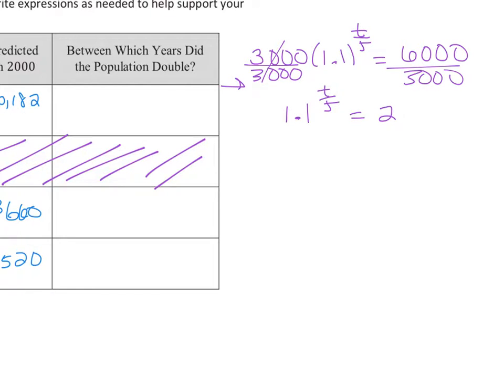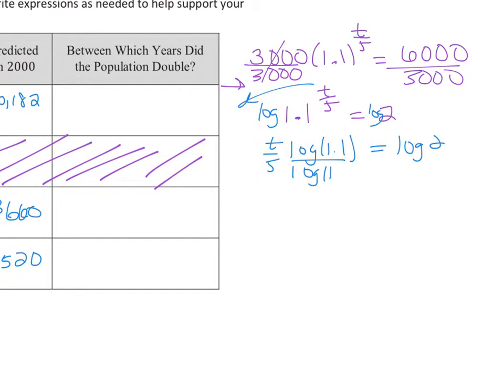Then what I'm going to do is take the log of both sides so I can bring down the t over 5. So t over 5 times log of 1.1 equals log of 2. I'm going to divide by log of 1.1.